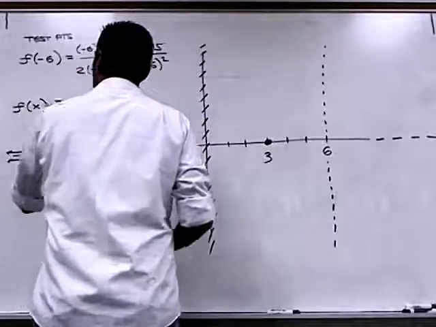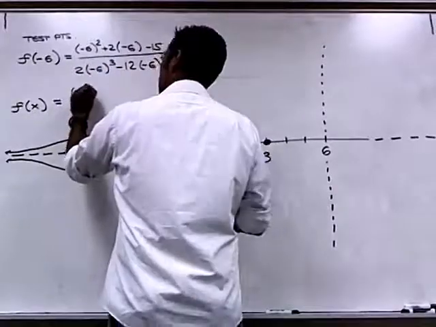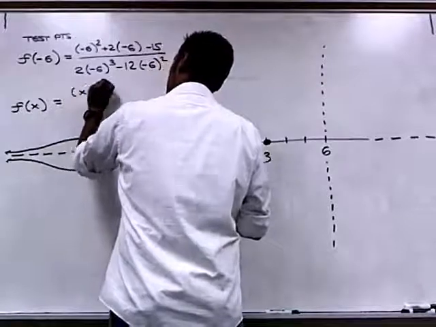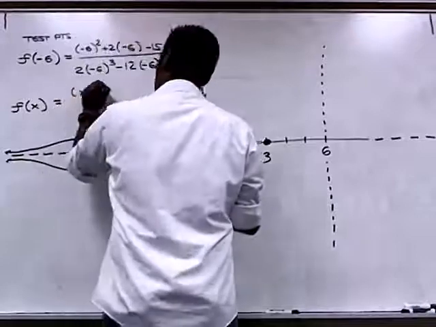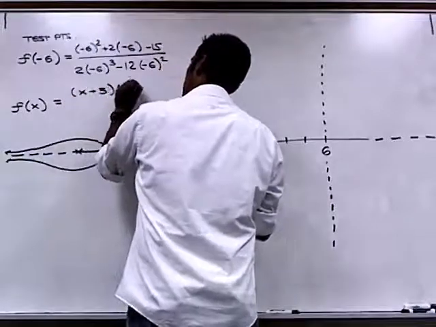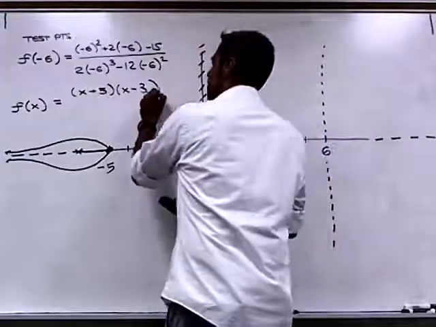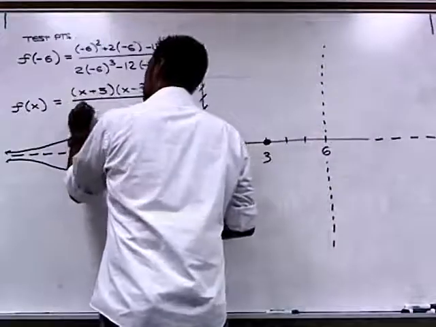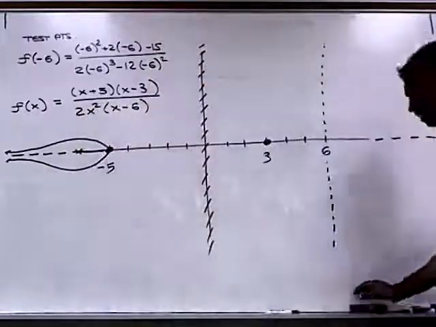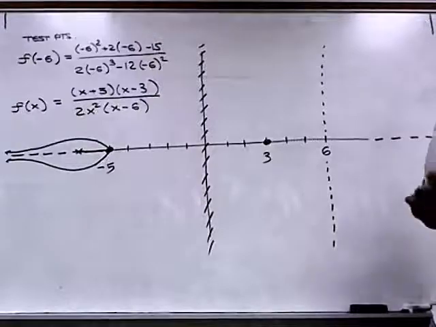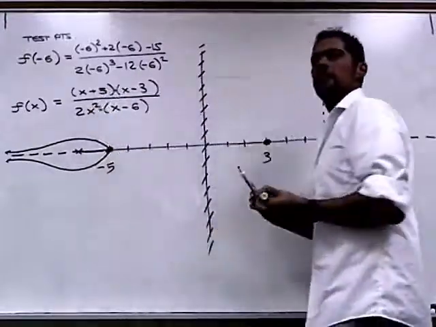But didn't we factor the numerator? Didn't we factor it to be x plus 5 times x minus 3? Isn't that how we factored the numerator? Yes? And didn't we factor the denominator to be 2x squared times x minus 6? Isn't that what we did? Okay, I have multiplication here and multiplication here, don't I?